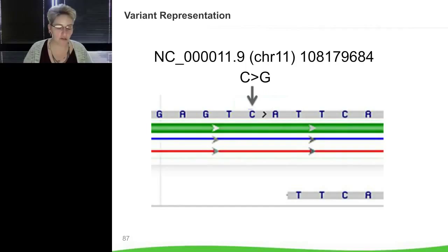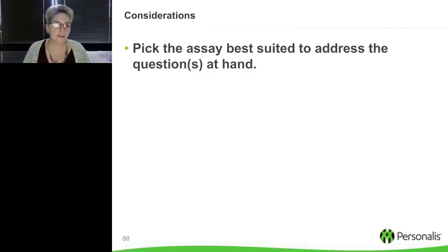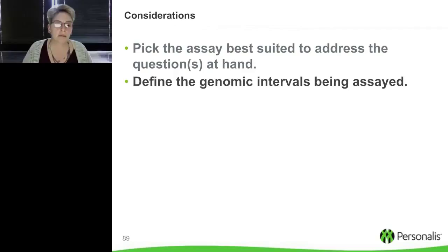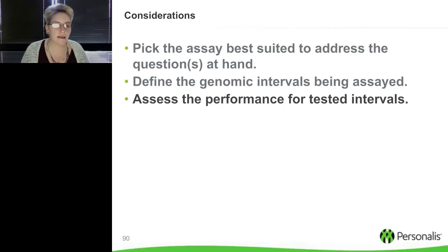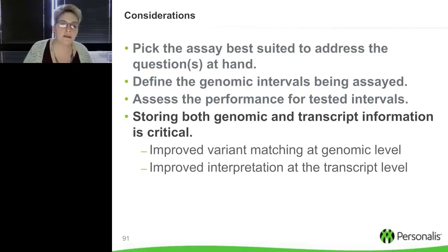So in conclusion, I'd like to remind people of what I talked about today. We really have to think about picking the assay that's best suited to address the question you have. Even if somebody tells you they're doing a whole genome assay, you want to be able to define the genomic intervals that they're doing a very good job on. This is true whether it's an exome, genome, or panel assay, because you want to assess the performance of that assay on the intervals in which you're interested. We also have a lot of work as a community to think about how to store, represent, and normalize variants, both at the genomic and transcript level, for improved annotation. With that, I'm happy to take any questions.